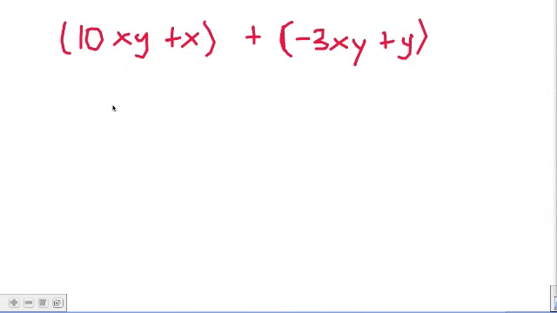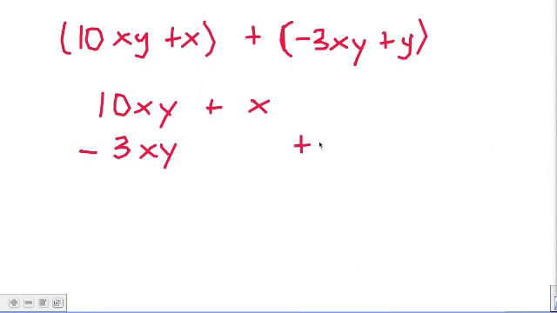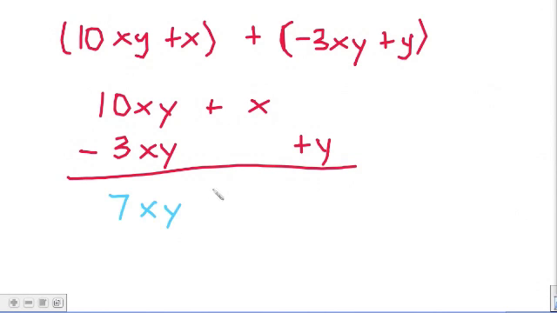All right, let's go ahead and line this up. So I'm going to put 10xy plus x. All right, and then over here, I have minus 3xy, no x, but I have a plus y. All right, let's combine this. What's 10 take away 3? It's going to be 7xy. Do I have another x? No. What kind is it? It's positive. And do I have another y? Nope, and it's positive. And there's my final answer.